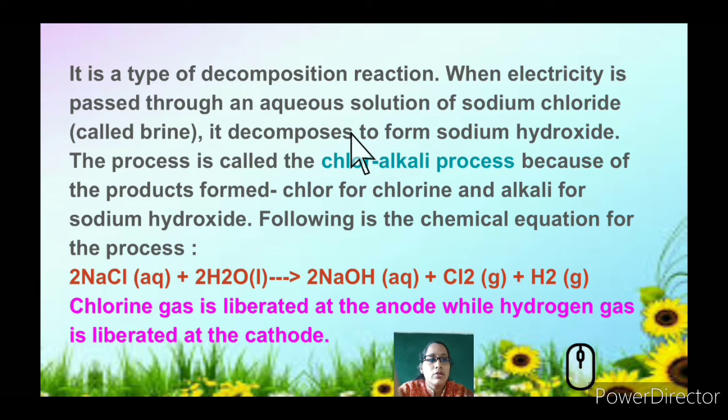For the electrolysis process, sodium chloride solution is taken, and the anode and cathode electrodes are attached to the battery or the electric current, and this electric current is passed through the solution. The solution is known as brine, and it decomposes or splits the NaCl to form sodium hydroxide. This process is known as the chloralkali process.